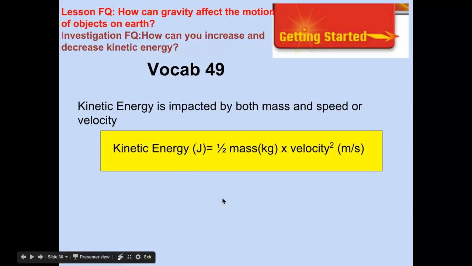And then we do have one vocabulary word to add to page 49. It is kinetic energy, and it's the equation for that. Kinetic energy is impacted by both mass and speed or velocity. The kinetic energy equation is a little bit more complicated than we've dealt with in the past. The equation is kinetic energy, which is measured in joules, equals 1/2 times the mass in kilograms times velocity squared, and that would be in meters per second. So it's half the mass times velocity squared. So kinetic energy is impacted by both mass and velocity.